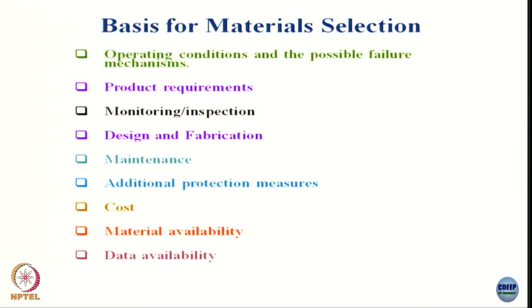Now, somebody asks you as a corrosion engineer, what is the basis of material selection? You simply jump into thinking that corrosion is the issue, so I want to choose a material which gives the best corrosion resistance. That is not the case. There are so many factors that decide what material is to be selected. I have given some of them here, but it is by no means an exhaustive list. It makes you feel how you look at material selection, but in no way is it comprehensive.